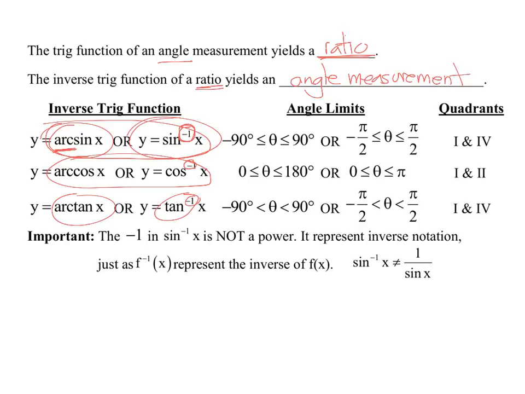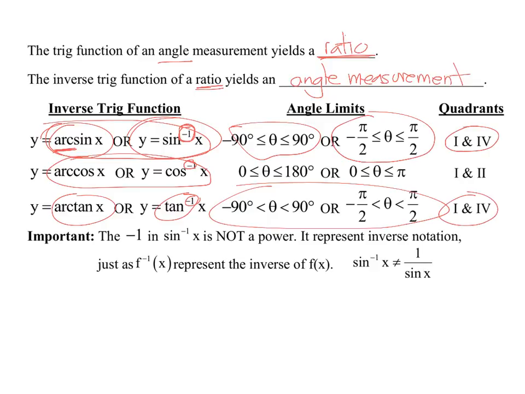A couple other things to be aware of: there are angle limits, and there's a whole explanation around why there are angle limits, but you could go by your yellow sheet for these. For sine and tangent, the limits are the same. It goes from -90 degrees to 90 degrees, or in radians, -pi over 2 to pi over 2. In other words, you're limited to quadrants 1 and 4. For cosine, it's a little different. Your angle limits are from 0 to 180, or 0 to pi. So that restricts you just to quadrants 1 and 2.